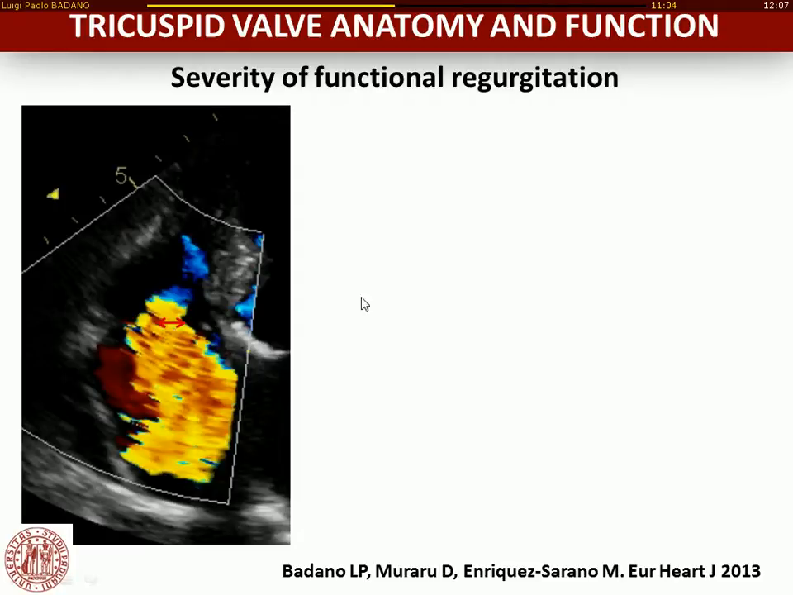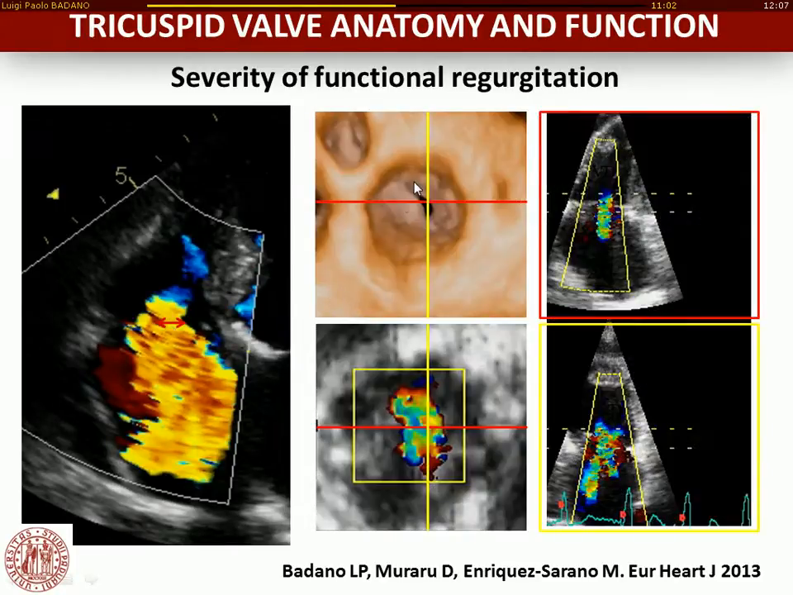think to an orifice. But indeed, when you look at the valve in 3D, you see that in functional regurgitation, more than 90% of patients have a slit-like or a fissure-like orifice. It is never rounded.